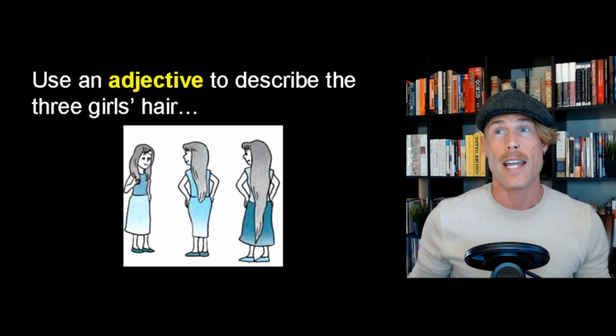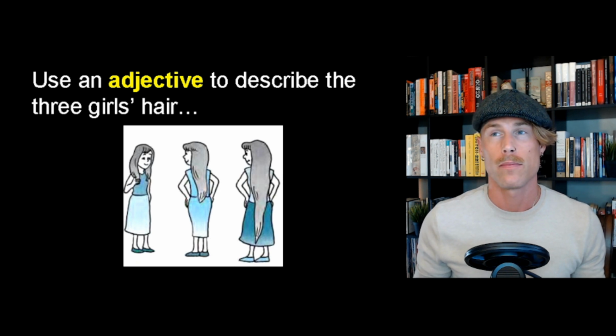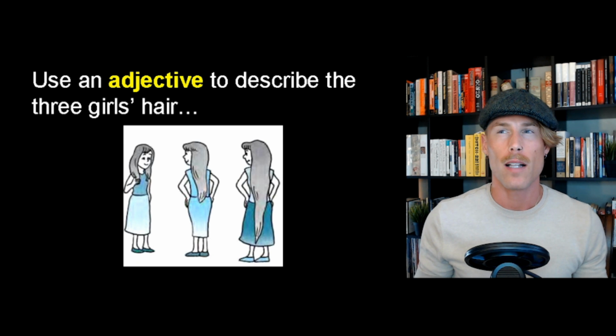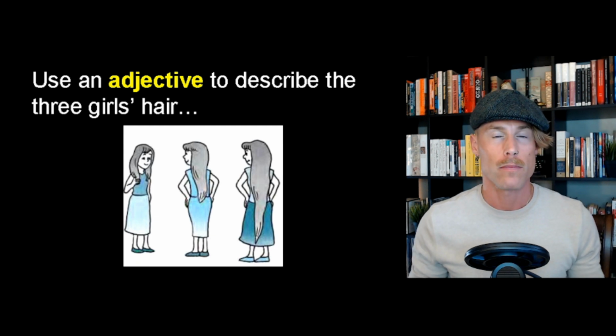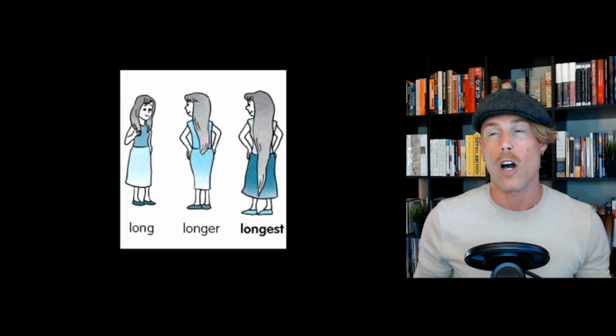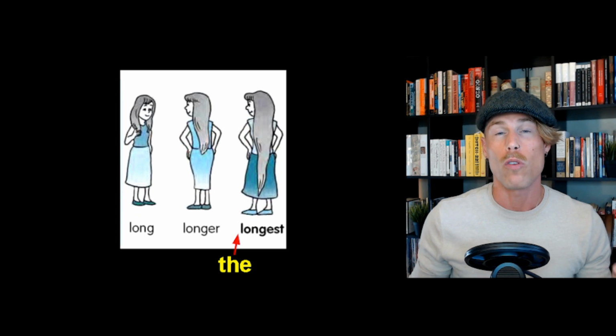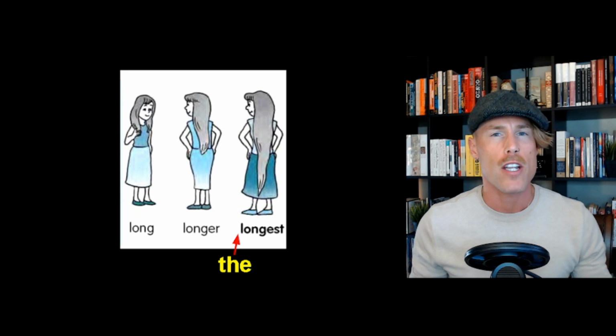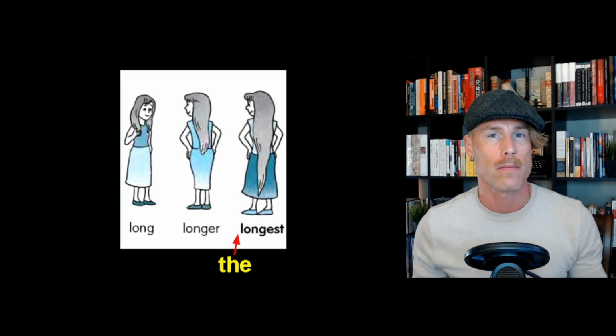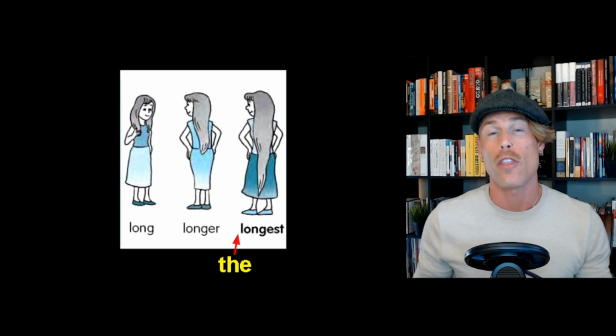Okay, use an adjective to describe the three girls' hair. They are the same color, but something is different. Do they have short hair? Long hair? Well, I think long, longer, longest. And don't forget, always use the when you describe the superlative, especially in a full sentence. Okay? She has the longest hair.